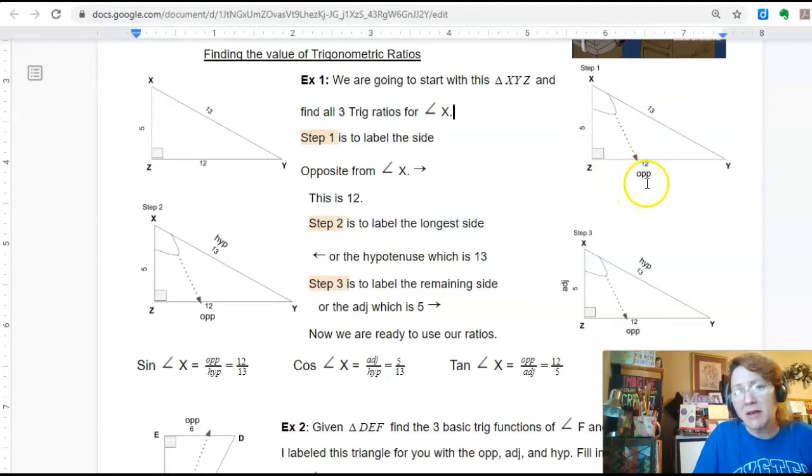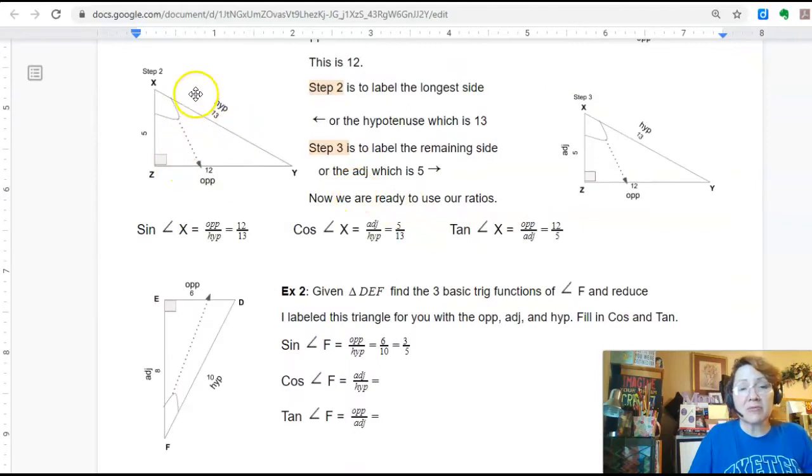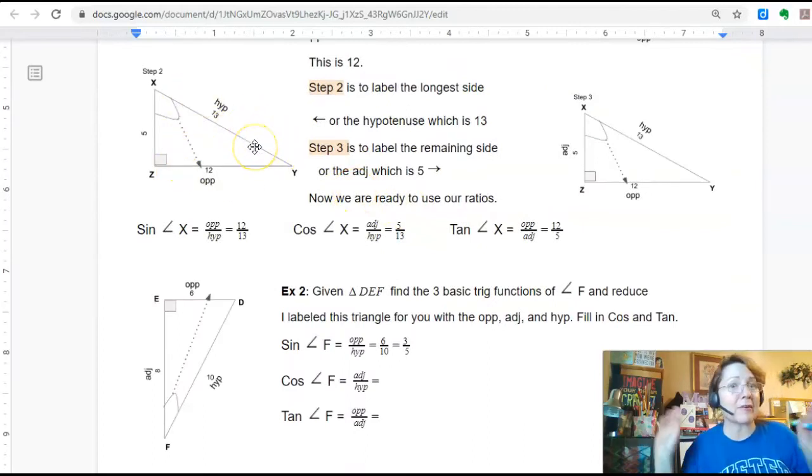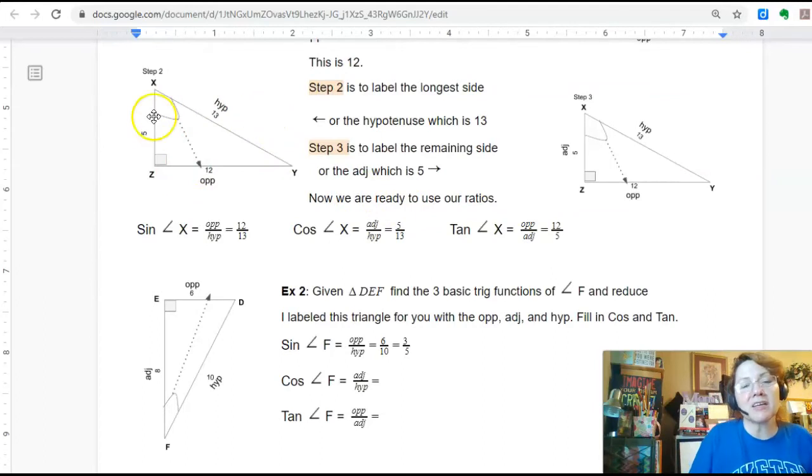So I'm going to label that my OPP. So that's 12. Then we look for the hypotenuse. It's real big, so it's all hype, right? So that's the big side, that's our 13. So we found our opposite and our hypotenuse. The only thing that's left is our adjacent, the only one I haven't labeled yet.